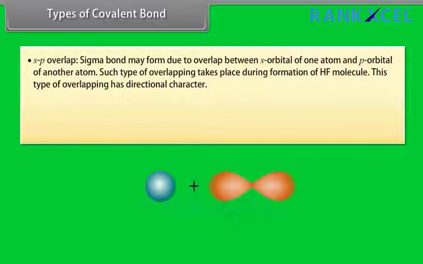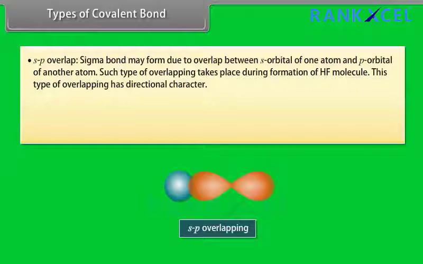S-P overlap. A sigma bond may form due to overlap between the s orbital of one atom and the p orbital of another atom. Such type of overlapping takes place during formation of the HF molecule. This type of overlapping has directional character.